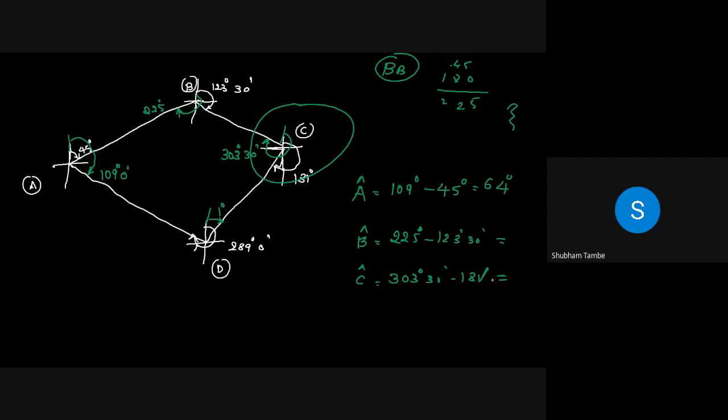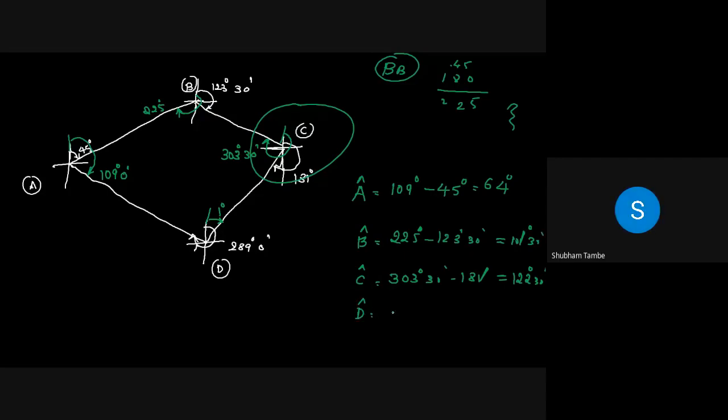Angle C is 122 degrees 30 minutes. Correct? Okay, what about angle B? 101 degrees 30 minutes. Very good. Then what about angle D?